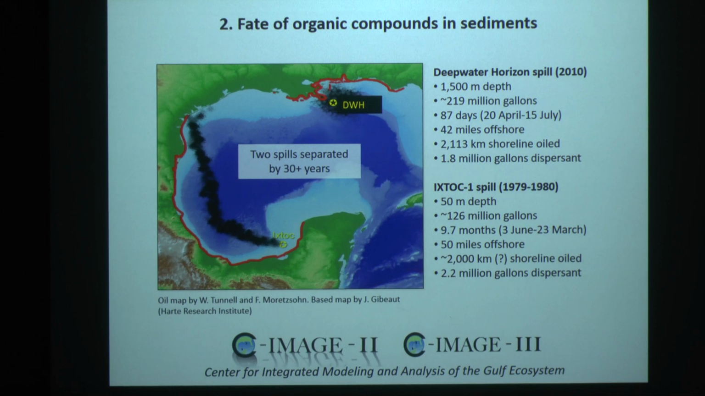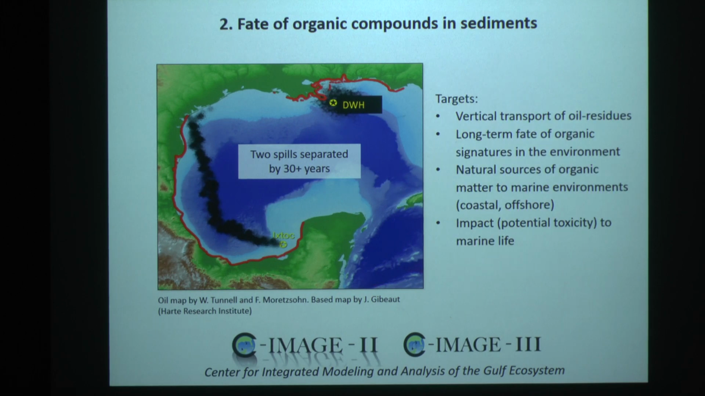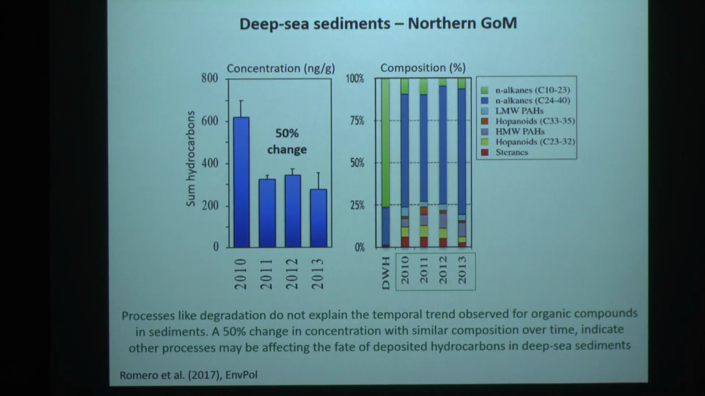For example, the second section, which is the fate of organic compounds. For this, we didn't only look at the northern Gulf of Mexico, but also the southern Gulf of Mexico. We wanted to understand if the processes that we observe in the northern Gulf of Mexico, we could also see in sediments from the southern Gulf of Mexico. But it was tricky because we collected the sediments 30 years after the spill. And we also wanted to see if these residues, if we could see them, could have a potential impact on biota after so many years of being deposited in the marine environment. So let's start with the northern Gulf of Mexico.